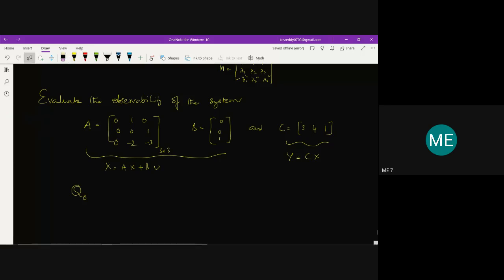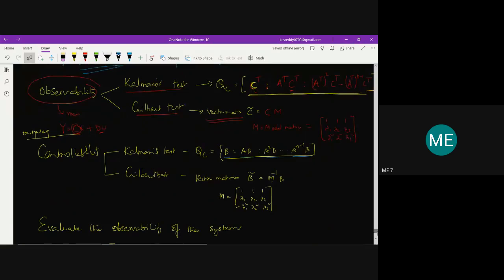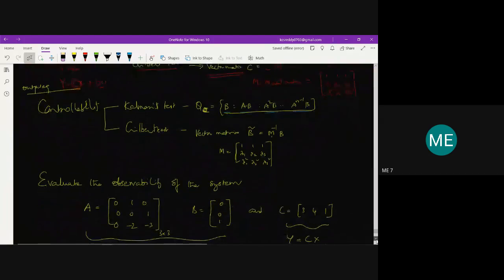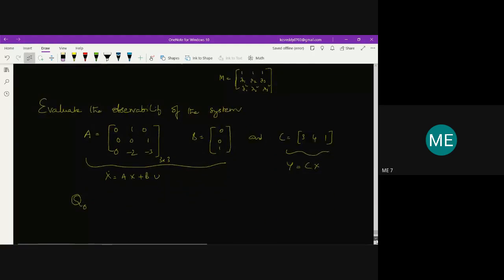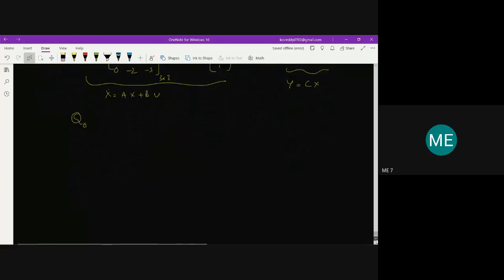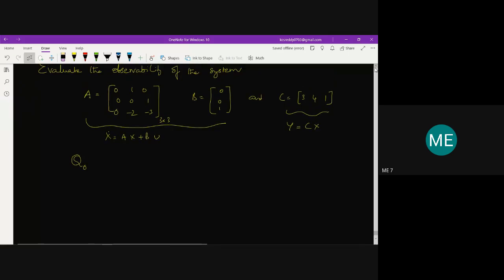We will take Q naught here. In the previous case we have taken the composite matrix as QC, so this is C and this is O. I'll take Q naught for the observability test, so that it will be easy to identify Q naught and QC. QC is for the controllability test composite matrix, and Q naught is for the observability test composite matrix.